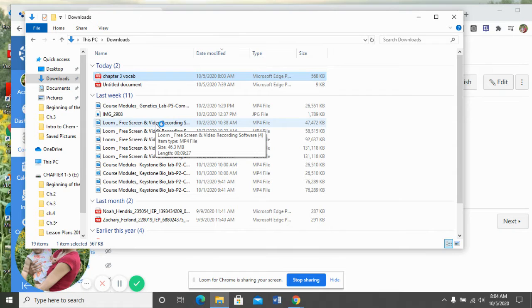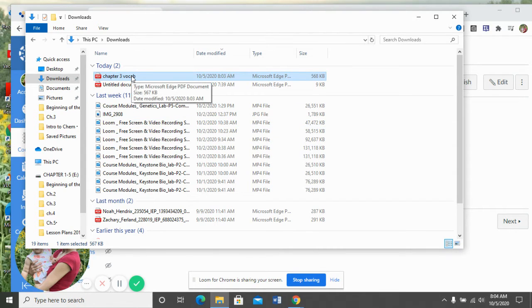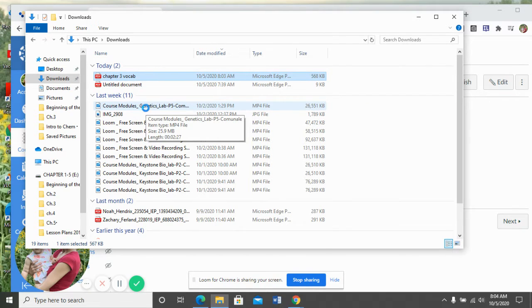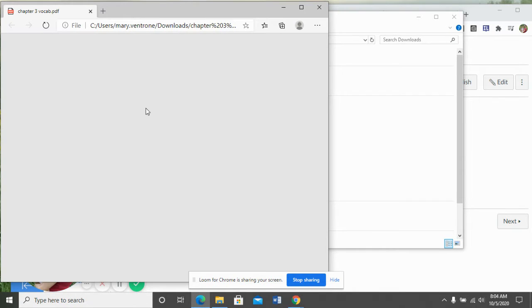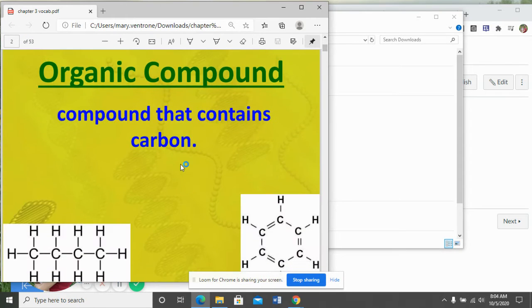So here's our Chapter 3 vocab. This is what you should see as soon as it opens up. It'll be a matching quiz, and you have 2 attempts at it. So it'll be the same exact term with the definition.